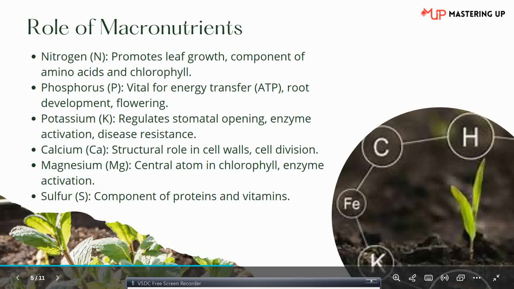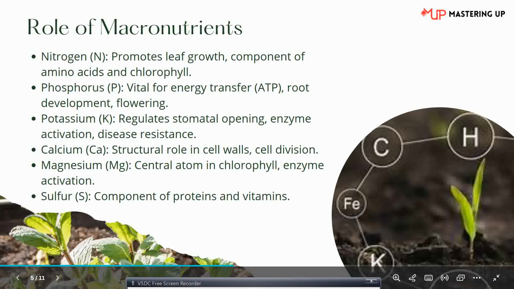Now coming to phosphorus, it is vital for energy transfer, ATP, adenosine triphosphate. Okay, so phosphorus is very essential for energy transfer processes, and it helps in root development and flowering. Now coming to potassium, it regulates stomatal opening and closing. When we studied the regulation of stomata, we studied the role of potassium there, the influx and efflux of potassium, right? And it also helps in enzyme activation, and it helps in disease resistance.